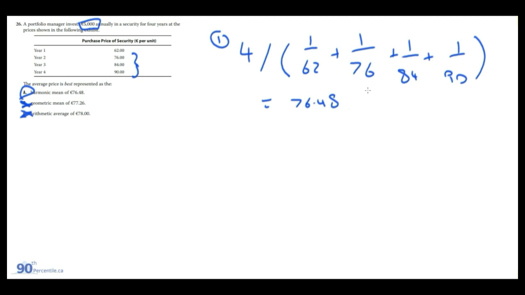This way it works. It might not be as clear intuitively. So the way I thought of this question when I first looked at it is to do it like this. So I would have year 1, year 2, year 3, year 4. We're putting 5,000 in each year.